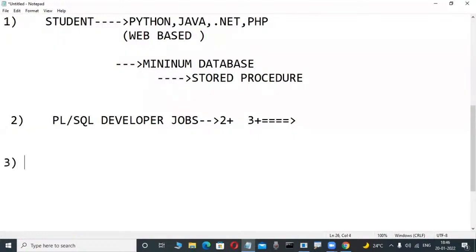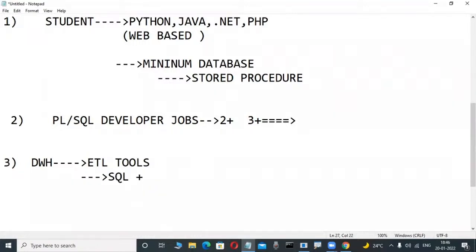Another type of person: nowadays many people do not have very good coding knowledge, maybe not technical persons, and they want to move into software. In that case, one type of job is there: data warehousing technologies. In that, there are ETL programmers and reporting programmers. ETL means extraction, transformation, and loading tools. These persons need a little bit of SQL knowledge. PLSQL is not required, just SQL knowledge.